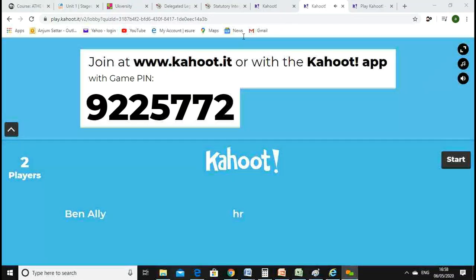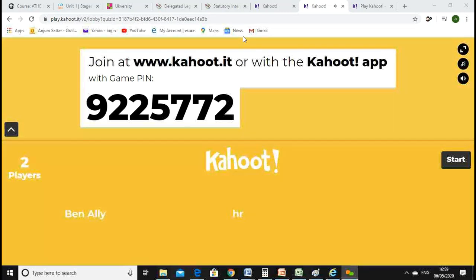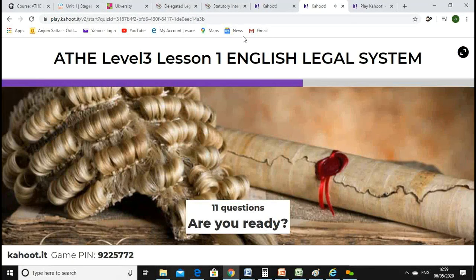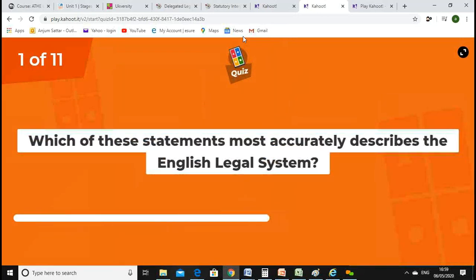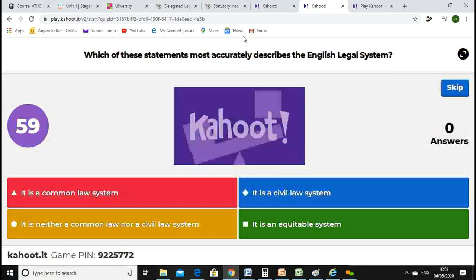Okay, let's play. You will look at my screen, and your screen will show different colors. You need to pick the right color for the answer to the question. As quickly as you answer, you will get more points. You will see these four colors on your screen, and you click one.